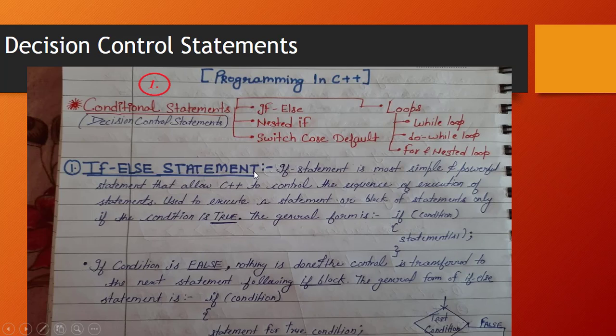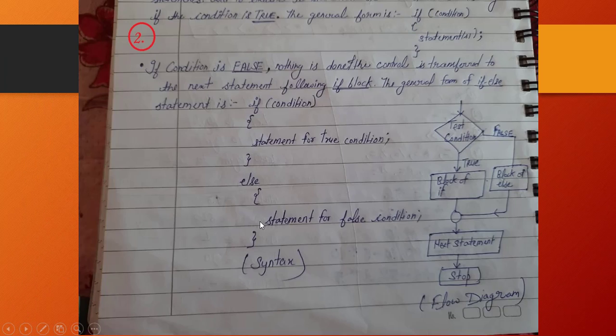The if else statement is the most popular and simple statement used in C++. In this statement we check the condition. If the condition is true, then the if part of the statement is executed. If the condition is false, then the else part is executed. You can see here the syntax for the if else statement. If the condition is true, then we will print this statement. Else, if the condition is false, then we will print the else part of the statement.